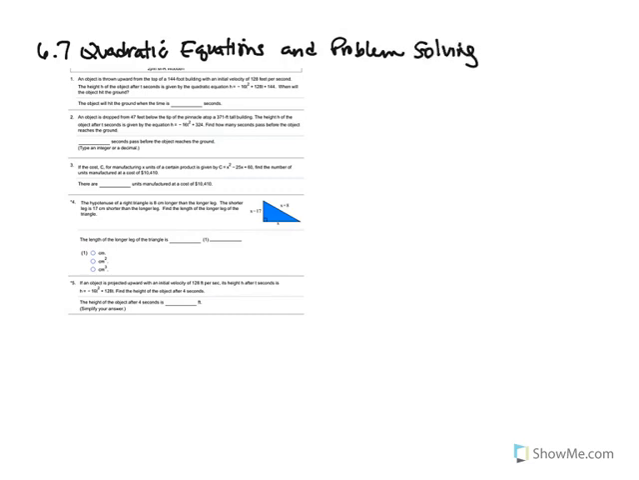Okay, so this is section 6.7, quadratic equations and problem solving. So your favorite thing, word problems. All right, so on this first one, it says an object is thrown upward from the top of a 144-foot building with an initial velocity of 128 feet per second. The height h of the object after t seconds is given by the quadratic equation.